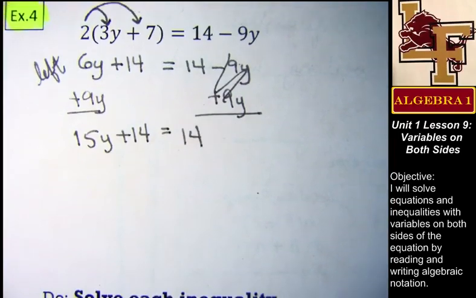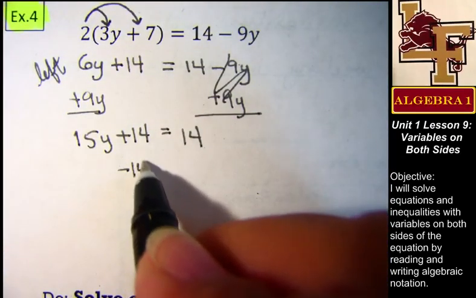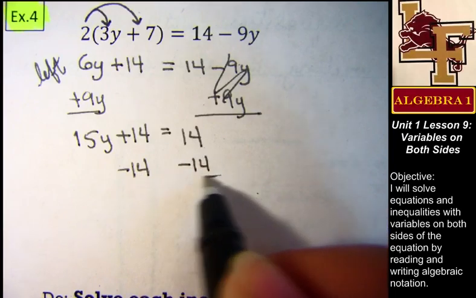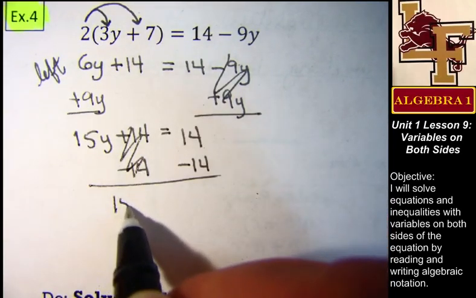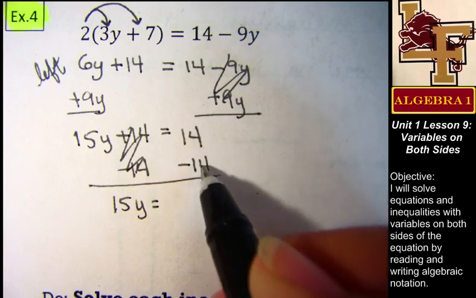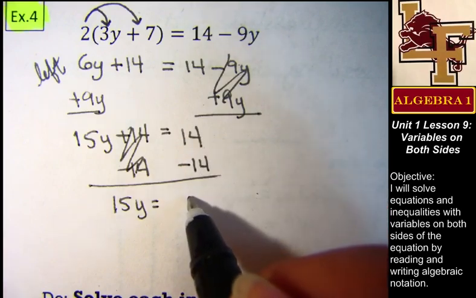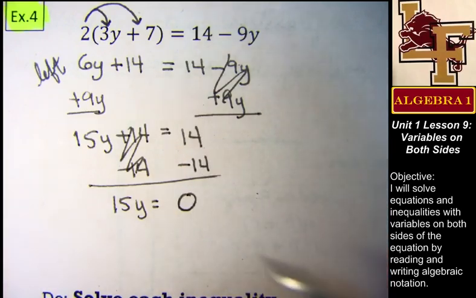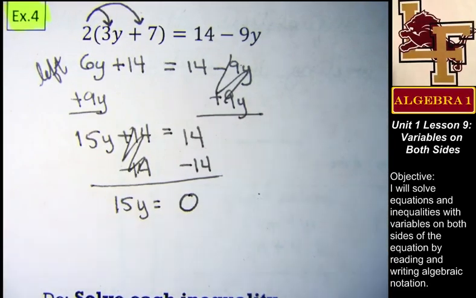All right, and now I need to get rid of that 14 term, so I'm going to subtract 14 from both sides. 14 minus 14 is? 0. And it's okay for you to have a 0 on one side of an equation. In fact, spoiler alert, coming to Algebra 2, you're going to force it to be 0 before you can do anything else to it.